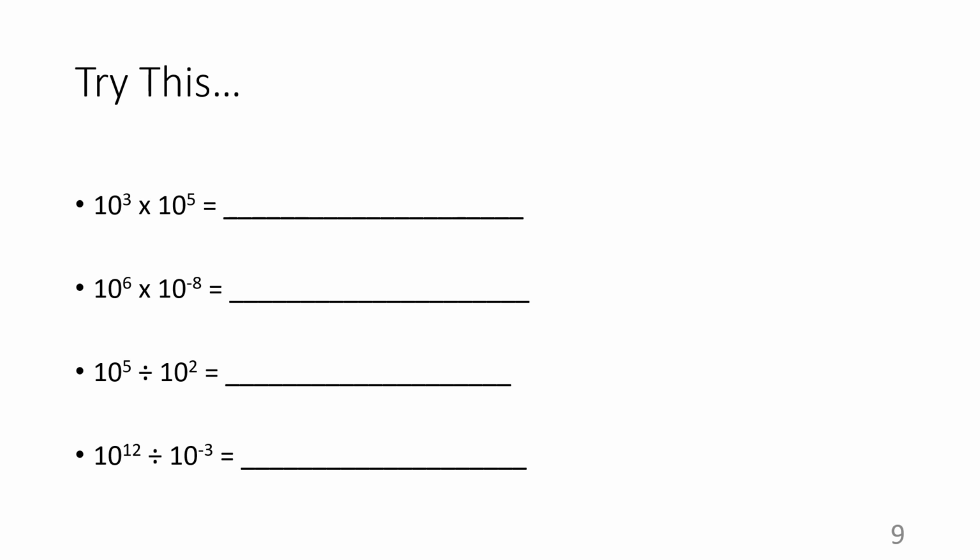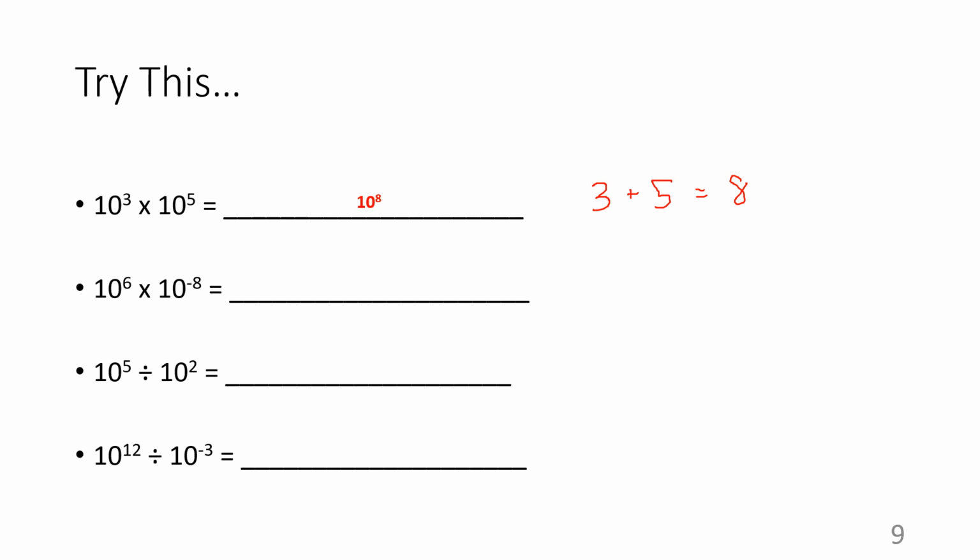Okay, in the first one, we're multiplying two exponential numbers. So in order to figure out the exponent for the answer, we're simply going to add the exponents together. So 3 plus 5 is 8, and therefore 10 to the 3 times 10 to the 5 equals 10 to the 8th power. What about the next one?